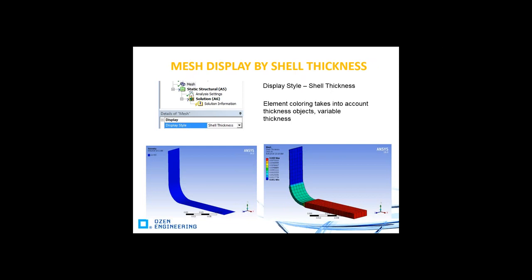If you're doing FEA, as you know, if you're using shell elements, you can specify a different thickness for the shell elements. And now in the display style, you can say, show me the shell thickness. And right away, you're going to get a plot that says this shell is thicker than these, which is thicker than this one. So that's also available.